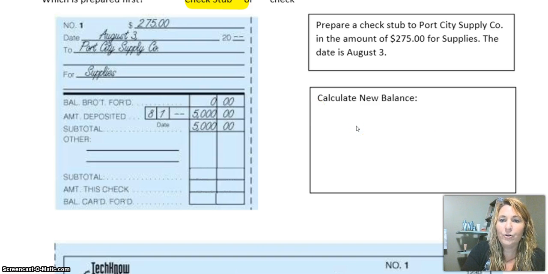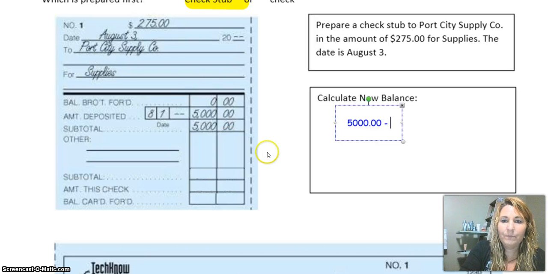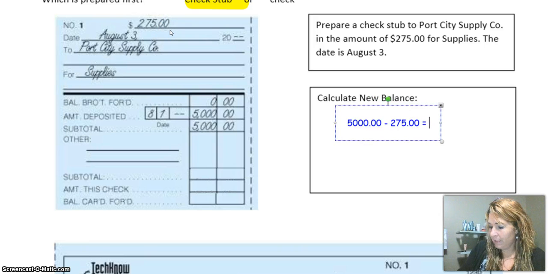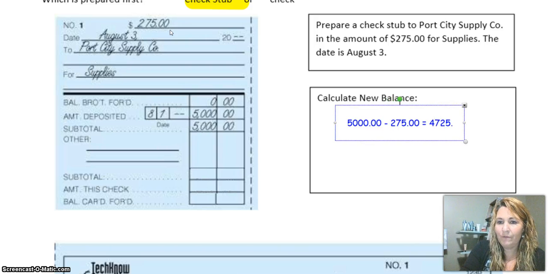So we need to figure out what our new balance is. And the way we're going to do that is we're going to take this subtotal, which was $5,000, and we need to subtract the amount of this check. This check was for $275. And that's going to equal our new balance of $4,725. Okay, so we need to write that onto our check stub so that we always know what our balance in the checking account is. You should do this every time you write a check, not just every so often when you get time to do that.